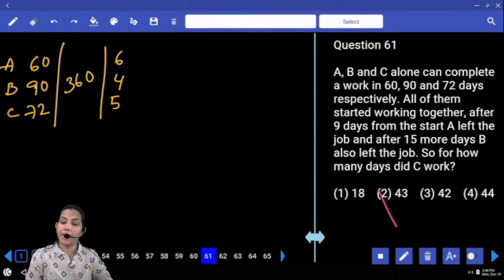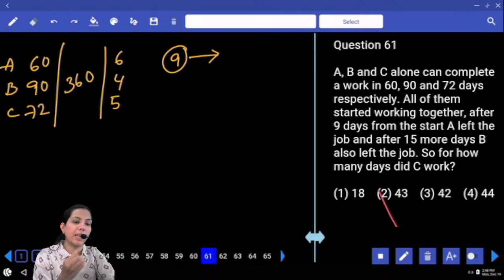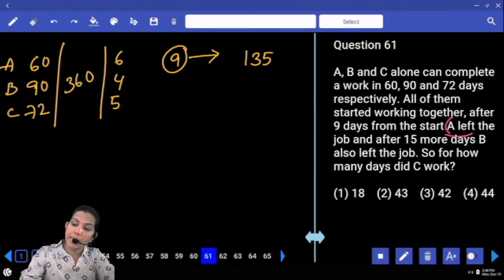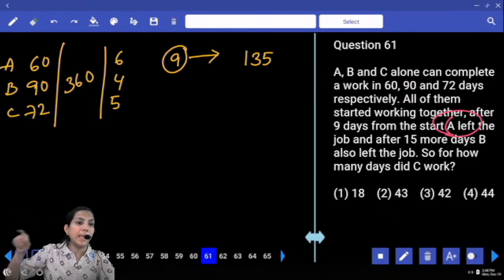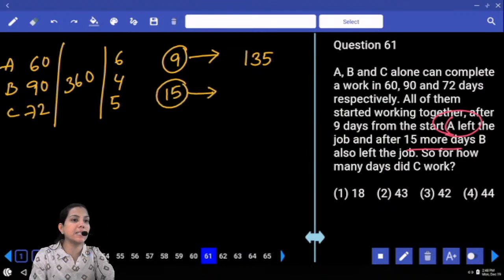All of them started working together, and after 9 days, who worked these 9 days? A, B, C. 6 plus 4, 10, 10 plus 5, 15, 15 into 9 means 135 units done by A, B, C. After 9 days from the start, who left? A left. Then the remaining work will be done by B and C after 15 more days. That means in these 15 days who are working? B and C. What is B and C efficiency? 9 into 15 means again 135 units first.